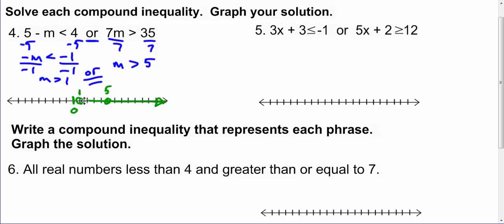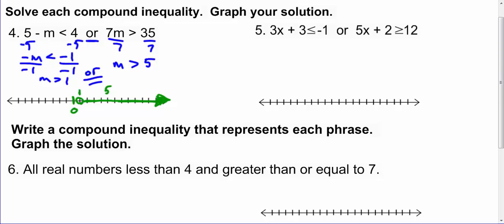Now, we did have an open circle at 5 because it says m is greater than 5. However, I'm going to go ahead and get rid of that open circle because it's included in the other part of the inequality of m being greater than 1. So your graph should look something like that.